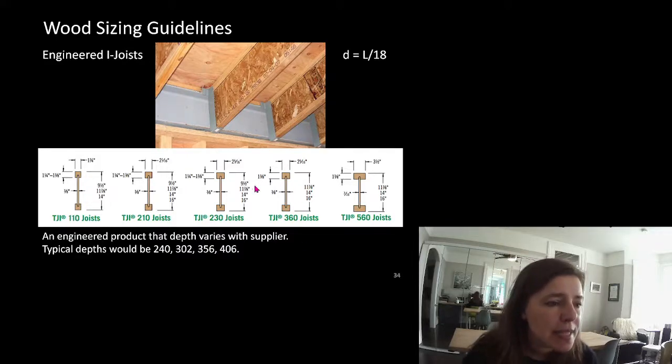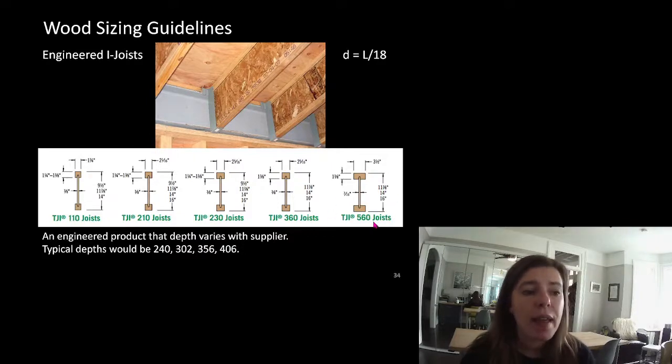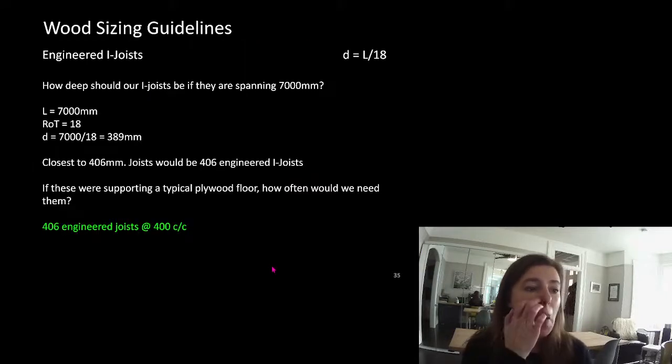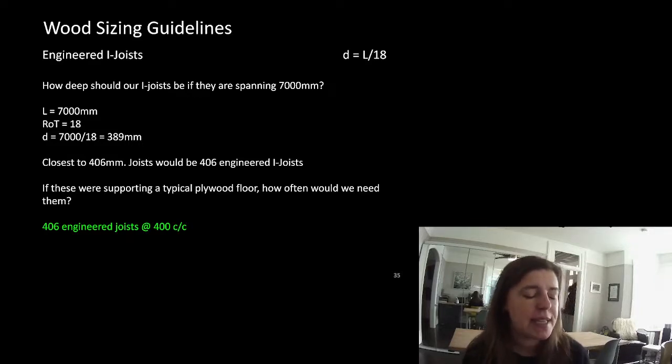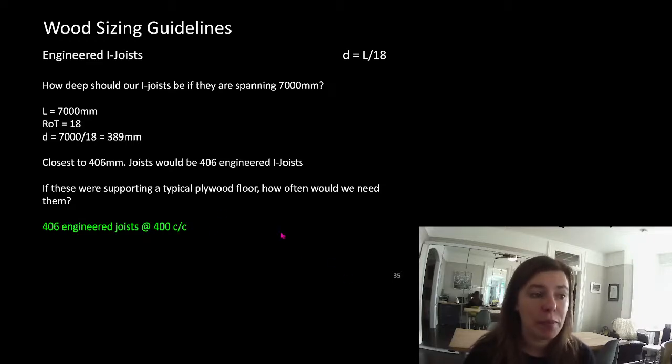And so look, you can see here that these numbers have nothing to do with the depth. These have to do with the top dimension and their vibration criteria. So don't worry about these specific names. What I would be looking for is for you to call up one of these depths for your I joists. Okay, how deep should our I joists be if they're spanning 7 meters? Okay, so our sizing guideline is L divided by 18. So 7,000 divided by 18 is 389 millimeters.